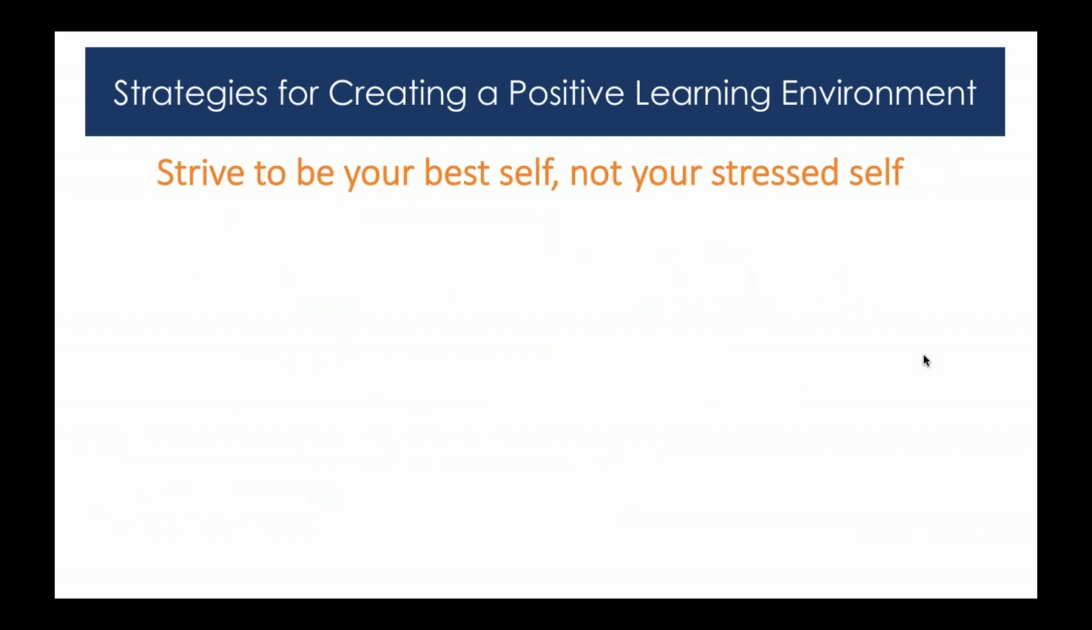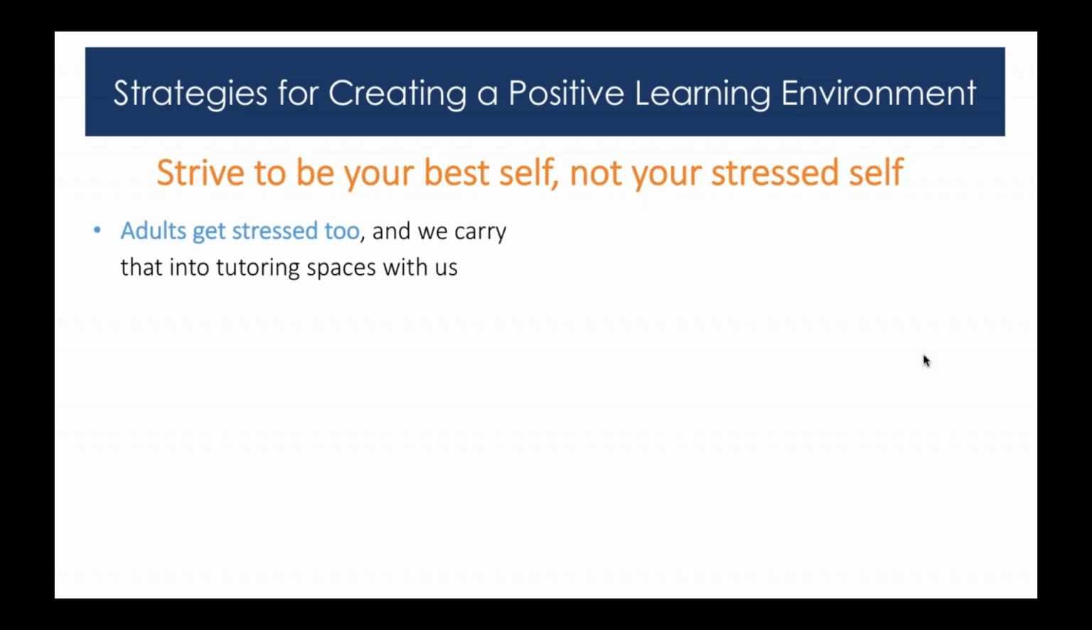And then another way that tutors can help create an environment that's conducive to social, emotional, and academic learning is to strive to be what we refer to as their best self rather than their stress self. This really gets at that adult self-regulation strategy that I mentioned on the previous slide. It's essentially the idea that we also all experience stress in our lives.